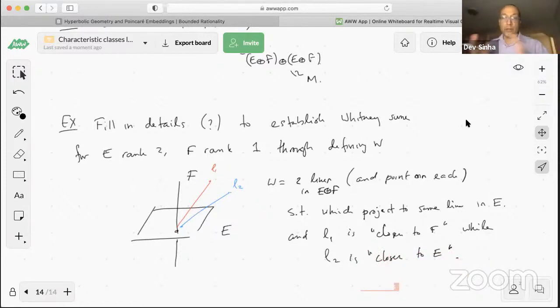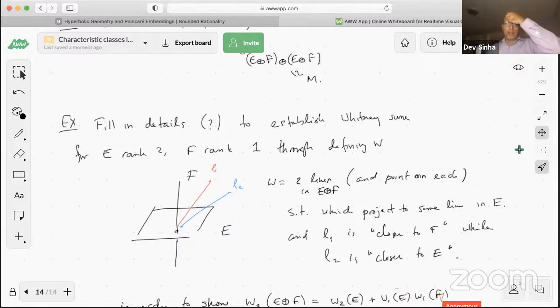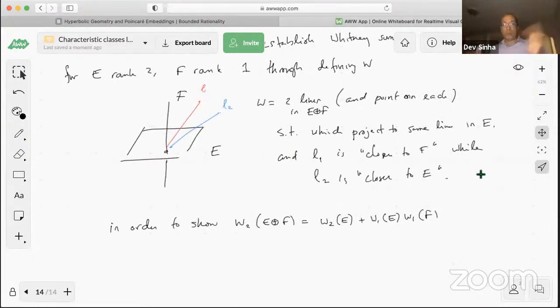And I claim that this will also have three boundary pieces, one where L1 equals L2, and that's going to be the second Stiefel-Whitney class, L1 equals 0, and L2 equals 0. So this is, again, to establish that W2 of E plus F is W2E plus W1E W1F. I think this is the right submanifold, or submanifold with corners to look at.